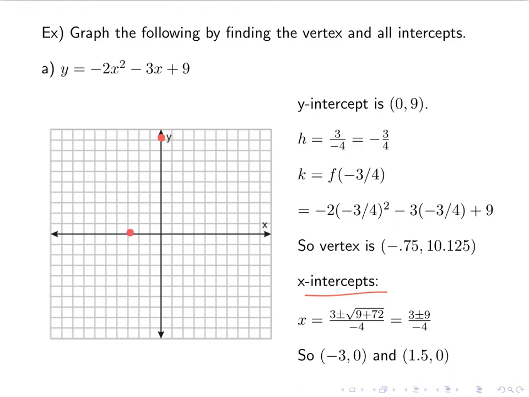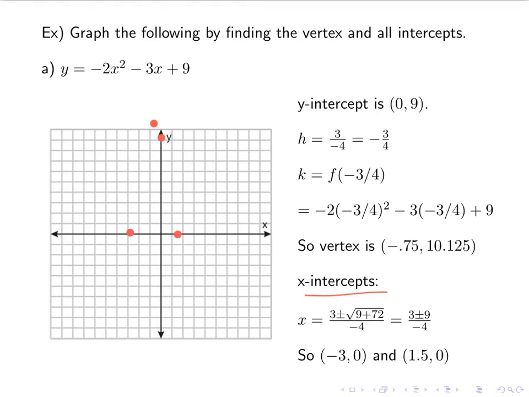-3, 0. These are slightly off, but that's fine. 1.5, 0. I'll make that look better. Oops. There we go. And then the vertex. The vertex has a lot of decimals, so I'm going to get as close as I can. But -7.5, 10.125, that's slightly off my graph. That's going to be right around there.